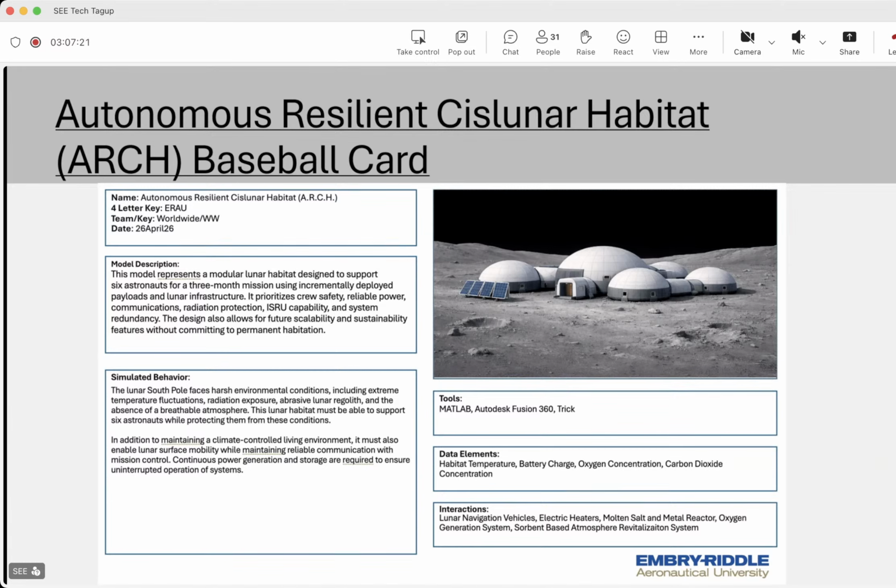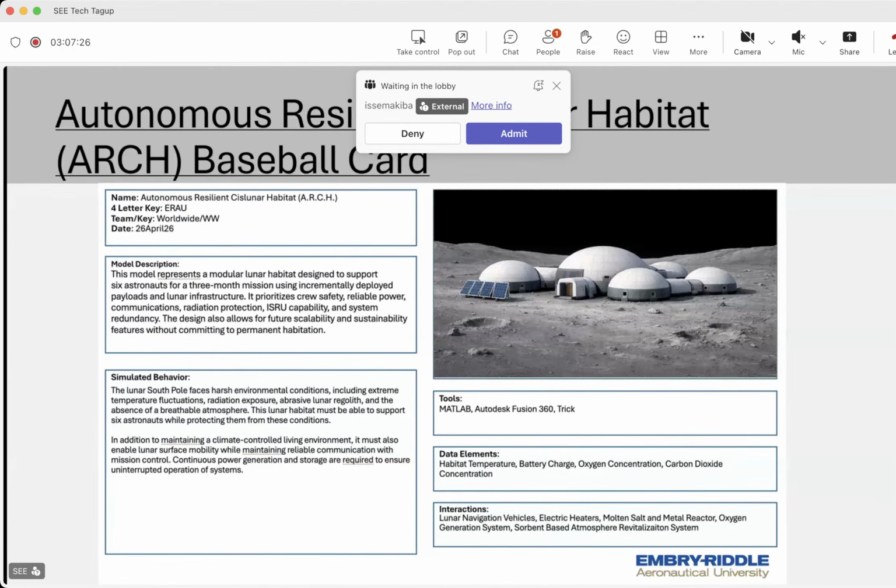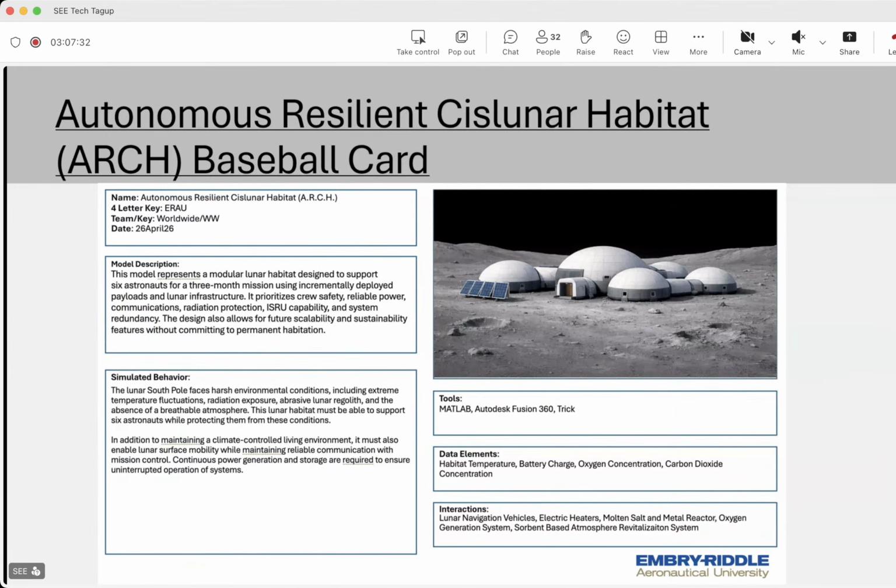The major life support characteristics of the habitat are temperature, oxygen, and carbon dioxide regulation, each making use of legacy hardware to monitor and control their respective values through the active thermal control system, oxygen generation system, and the sorbent-based atmospheric revitalization system. Next slide, please.